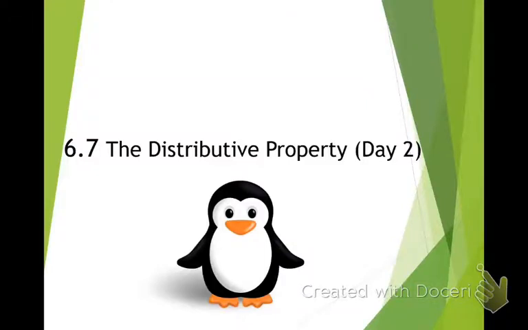We're going to be talking about 6.7, the distributive property. We talked about this same exact thing yesterday, but I know it was a difficult topic for many people, so I want to kind of go over it again. We're going to do a lot of similar examples like we did yesterday, but you have a quiz coming up on Monday, and I want to make sure that you really understand this for your quiz.